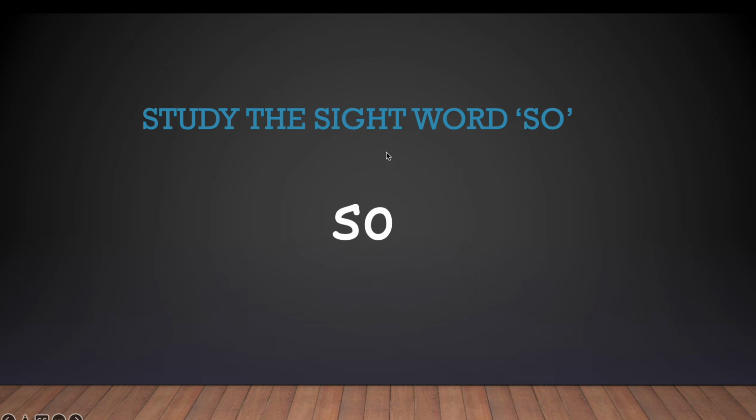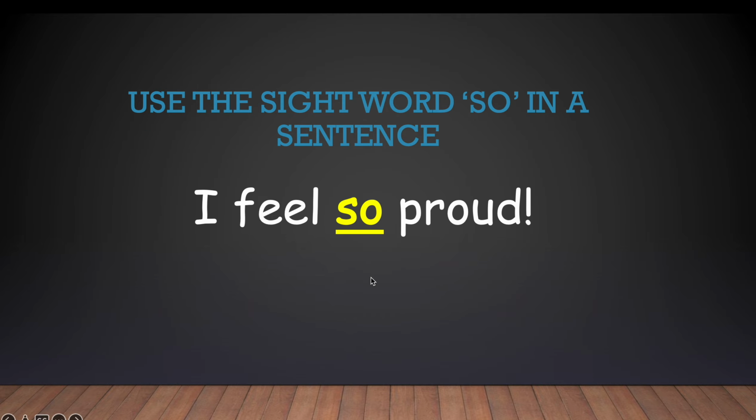Let's study it. S-O. Let's count how many letters. 1, 2. I see an S, that's a consonant, short letter, and an O, remember, is a vowel. Let's clap the syllables. So. So. Let's use the sight word so in a sentence.